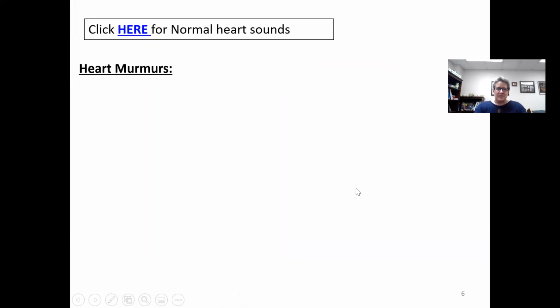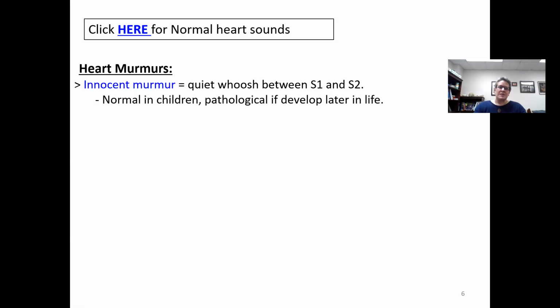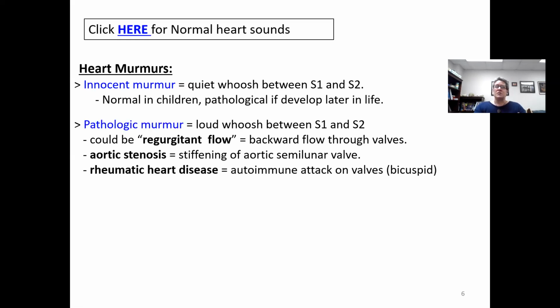Okay, so heart murmurs. There could be innocent, non-pathological heart murmurs or pathological ones. So let's start with an innocent murmur. In children, an innocent murmur can happen and can be fine, and they'll usually grow out of it. What it is is a quiet kind of whoosh sound between the S1 and the S2, or between the lub and the dub. Now, if they don't outgrow that murmur, that could indicate a problem, but usually children outgrow it. But a pathological murmur is when a murmur starts when you're an adult, and that usually indicates some disease process has set in.